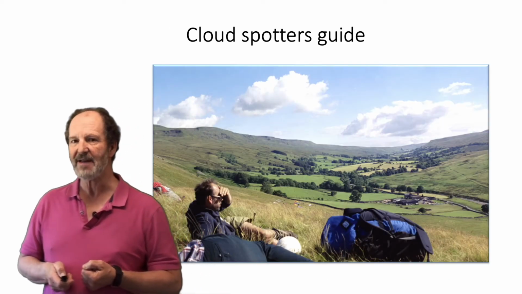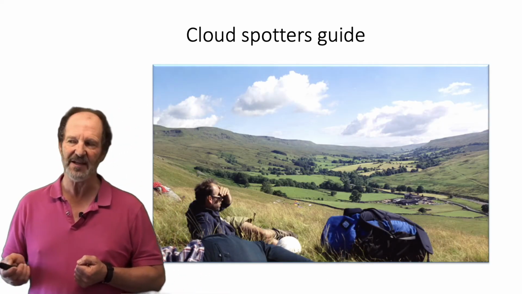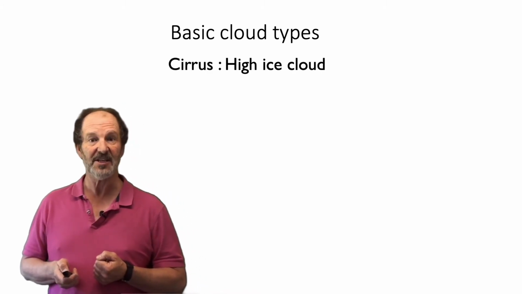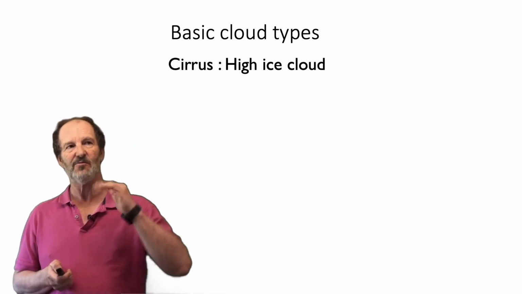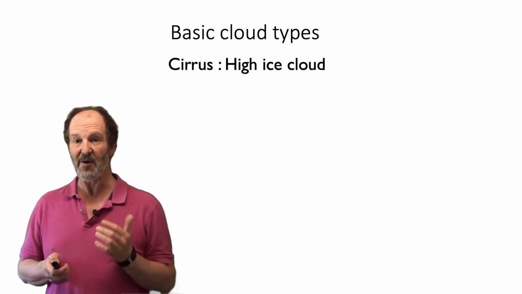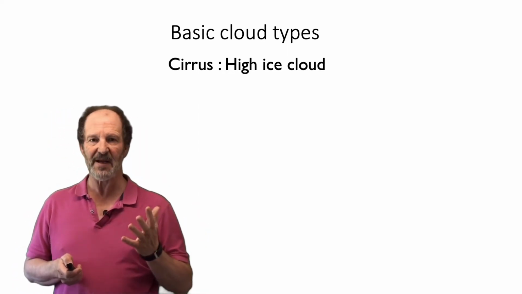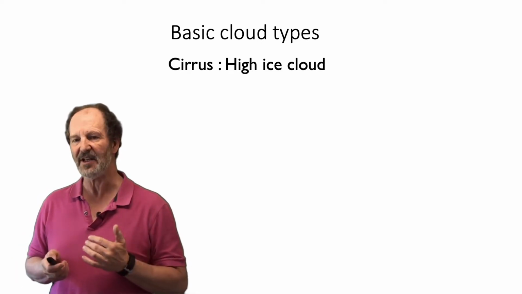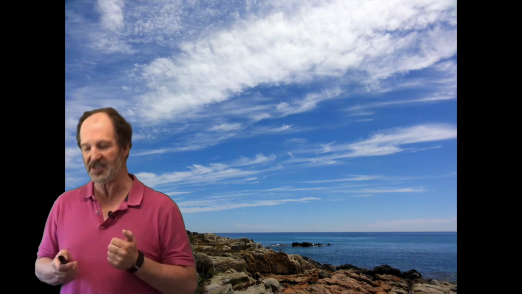So we're going to look at how clouds are categorized and what they tell us. The basic cloud types are, first, cirrus. Cirrus is high ice cloud. So this is really high up, doesn't matter how high. And it's very wispy, has a characteristic look. Mare's tails is the common descriptor of it, just wispy clouds which are obviously translucent. You can see blue through them.